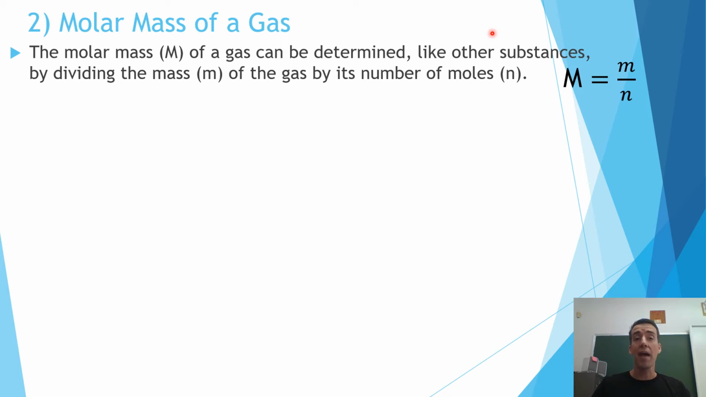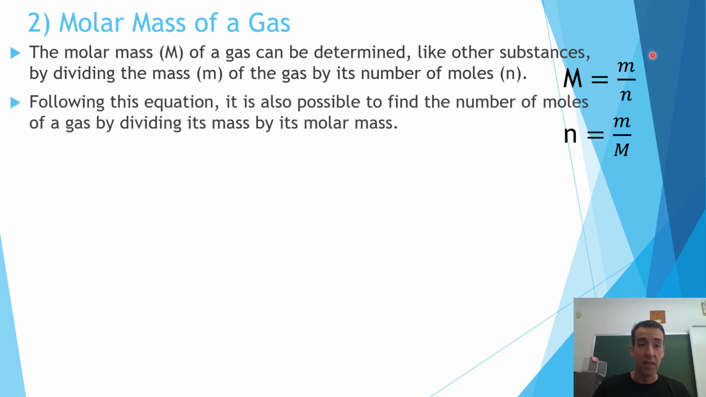By dividing the mass m of the gas by its number of moles n, following this formula, which I know you've seen before. Following this equation, it's also possible to find the number of moles of a gas by dividing its mass by its molar mass. So we're going to use both equations sometimes when working with the ideal gas law.